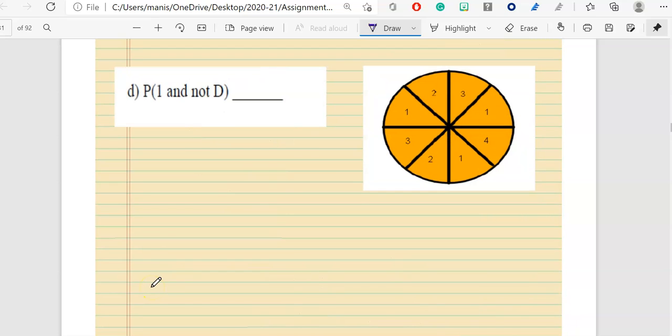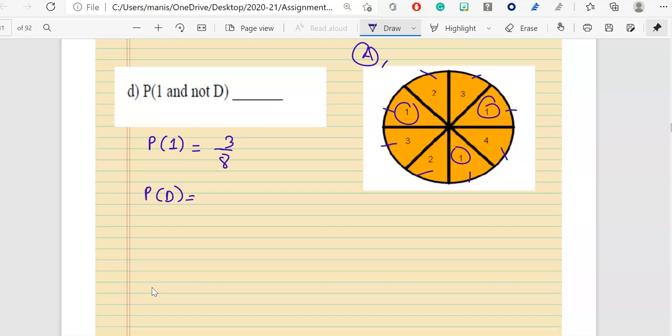Now in this case, it says P of 1 and P of not D. First of all, let's find the probability of finding 1. First of all, total numbers are what? 8. I will again count 1, 2, 3, 4, 5, 6, 7, 8 sections, so 8. How many ones are here? 3. Okay. Now, instead of going for not D, first I'll find the probability of getting a D. You remember how many cards are here? 4 cards. This is the same question going on.